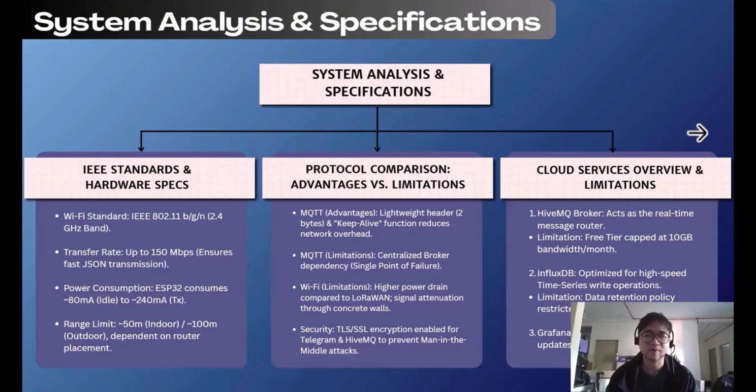For the protocol, we use MQTT, which is lightweight with low overhead but relies on a centralized broker, which could be a single point of failure. And the Wi-Fi limitation is that the power drain is higher compared to alternatives like LoRaWAN. And the third is the cloud service.